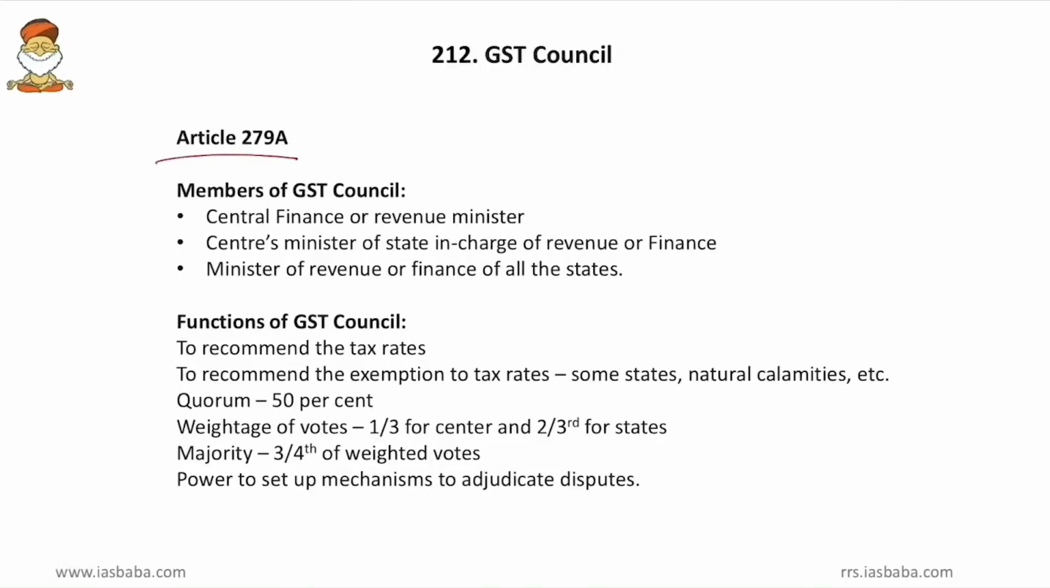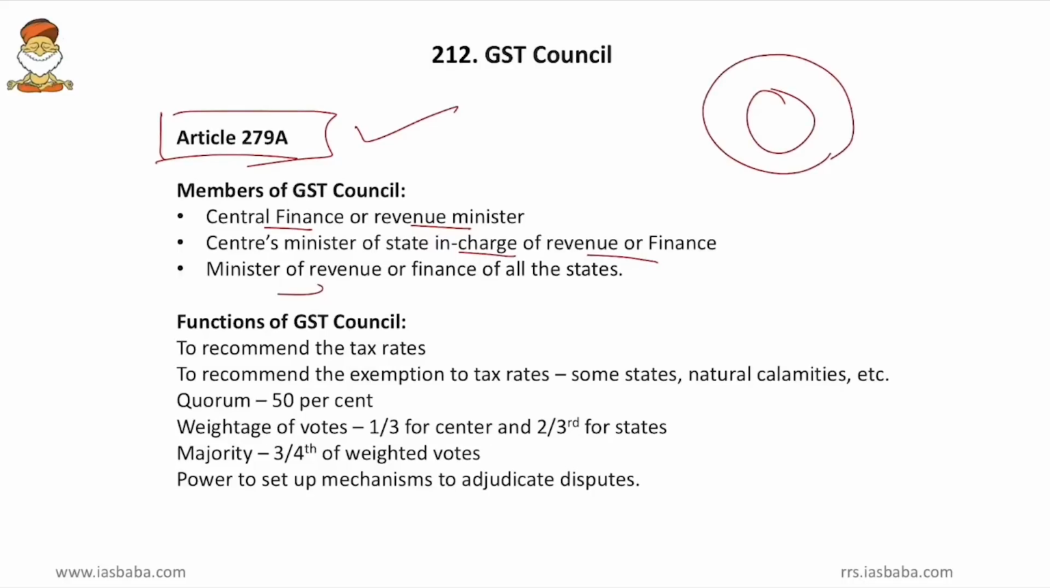Article 279A. Friends, Article 279A precisely provides what a GST Council is and what the functions of the GST Council are. So, who are the members? The Central Finance or Revenue Minister is a member, and the Center's Minister of State in charge of Revenue or Finance is also a member, and then the Ministers of Revenue or Finance of all the states are members. So, the Central Finance Minister, the Minister of State, and all the finance ministers of the states become members of the GST Council.